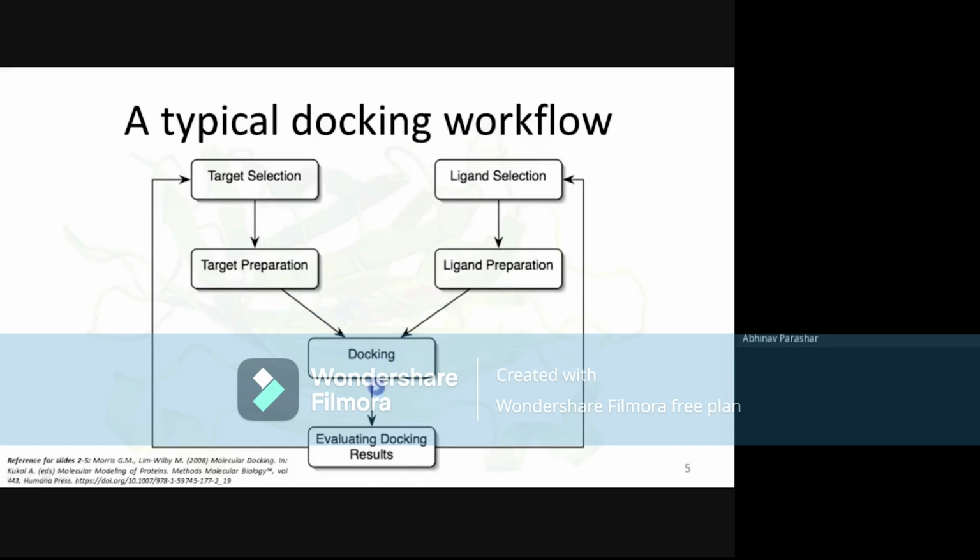Once docking is done, you go for evaluating the results. You can go on repeating this as long as you require until you get something which you are looking for. Now, all this information is on slides 2 to 5. There is a slide number over here. If you are having any doubts, please make a note of that.